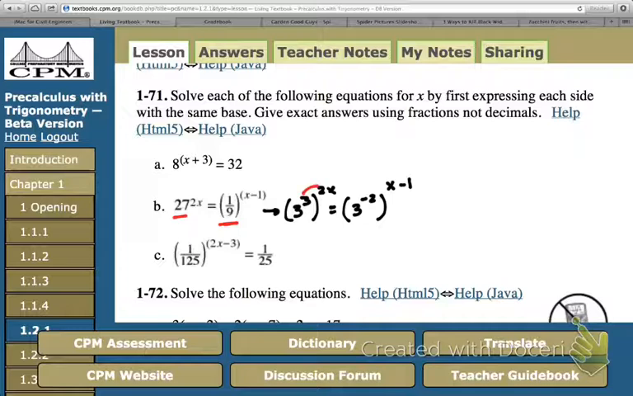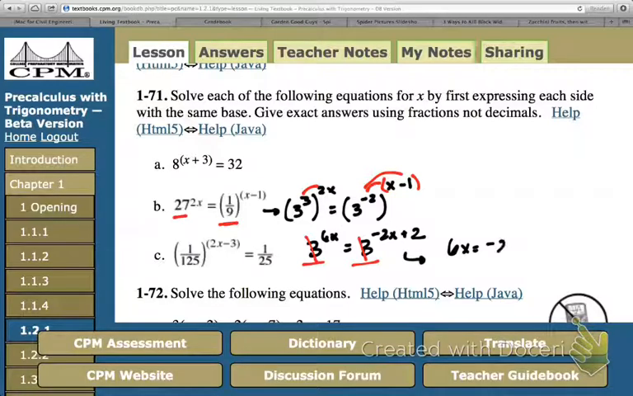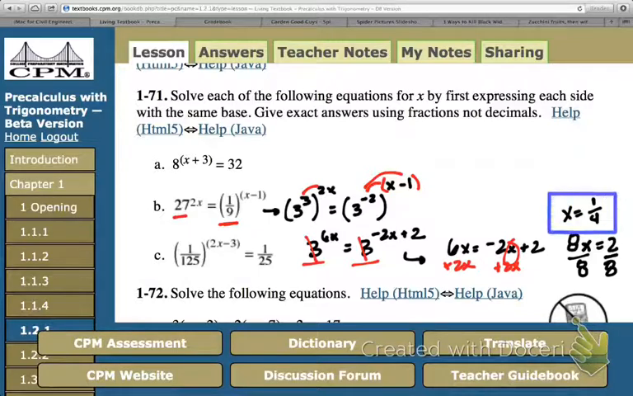Go ahead and distribute. I go to both of these here. Remember, this is in parentheses. So now we have 3 to the 6x is equal to 3 to the negative 2x plus 2. You'll notice our bases are the same, so these will cancel. And now we have straight algebra. 6x equals negative 2x plus 2. Now we're going to go ahead and solve. Add 2x, add 2x. We'll get 8x equals 2, divided by 8, divided by 8. X is equal to 1/4. There's your answer for B.